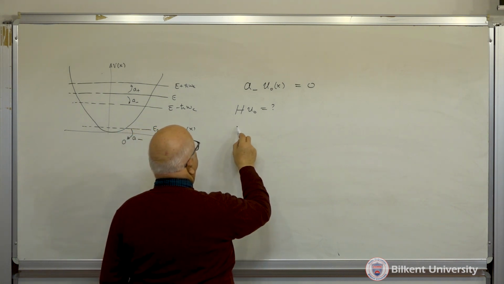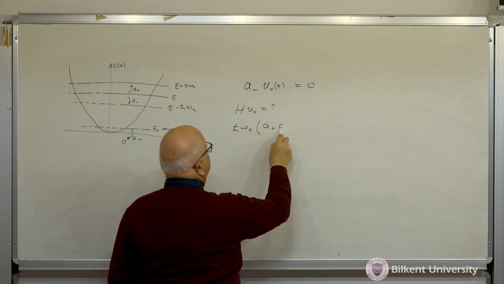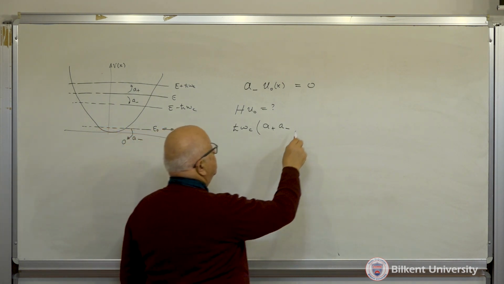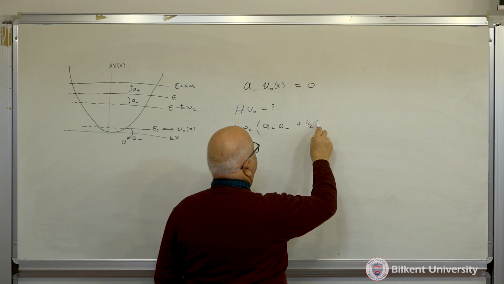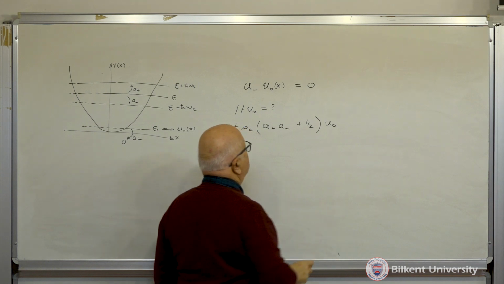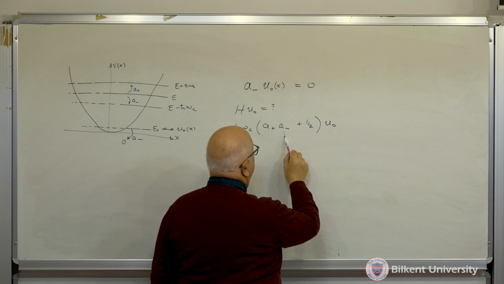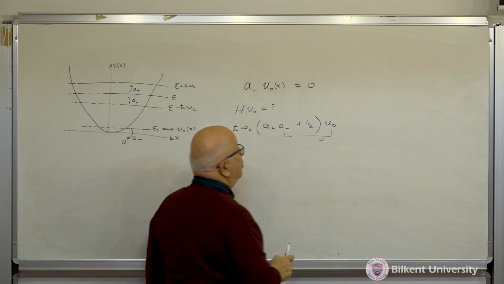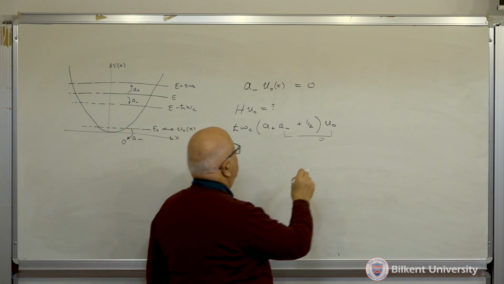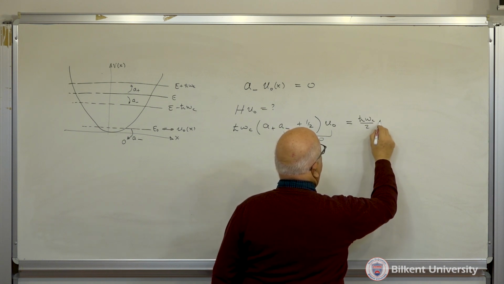Okay, so this is going to be h bar omega c, that's my Hamiltonian, A plus A minus, plus a half, times U0. But I just said that A minus operating on U0 gives me 0. So the first term is not there. So I'm going to get h bar omega c over 2 U0.